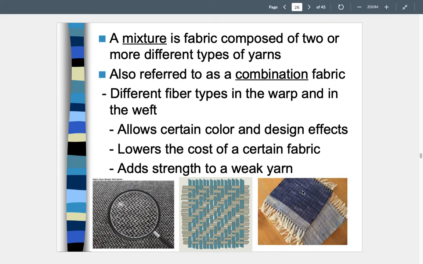So a mixture is fabric composed of two or more different types of yarns, also referred to as a combination fabric. So you might see mixture or you might see combination. Both of those mean the same thing. It means that this fabric is made up of different stuff. It means it's made up of different yarns, okay? Maybe different yarn types or maybe just different fiber types within those yarns. So different fiber types in the warp and different fiber type in the weft.